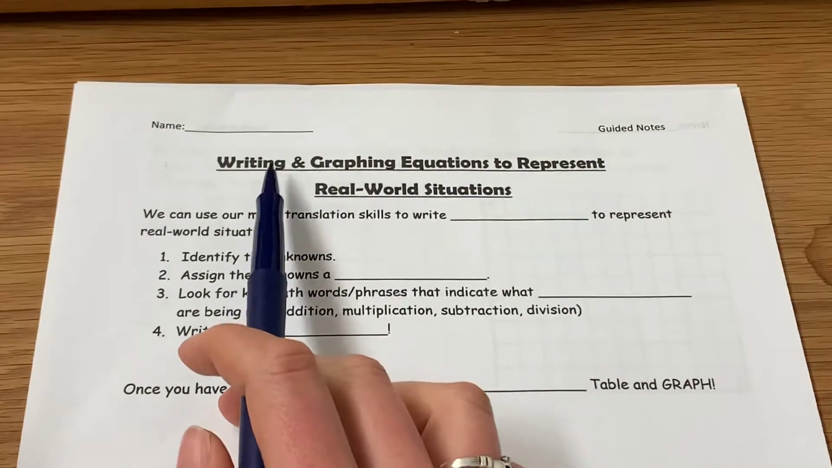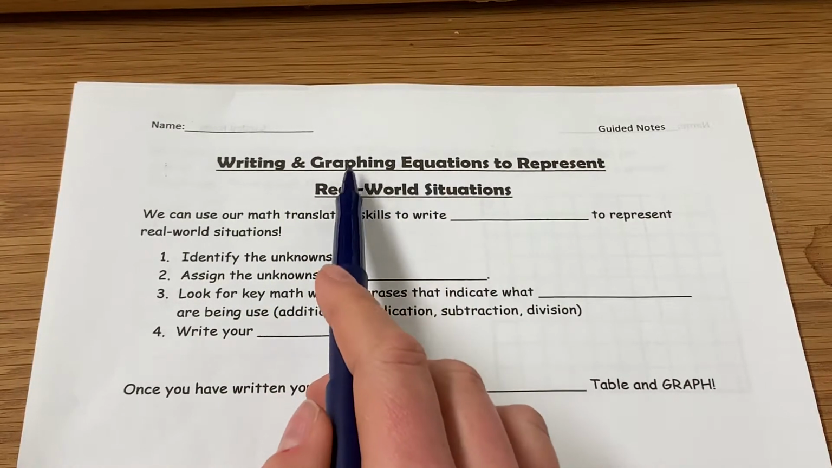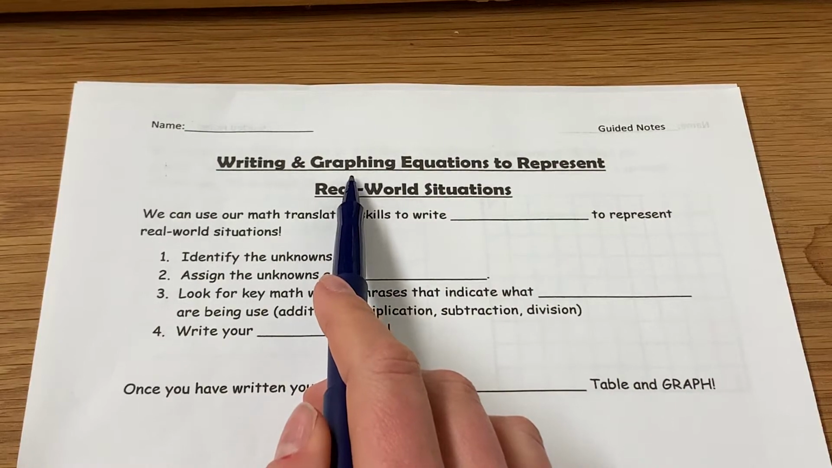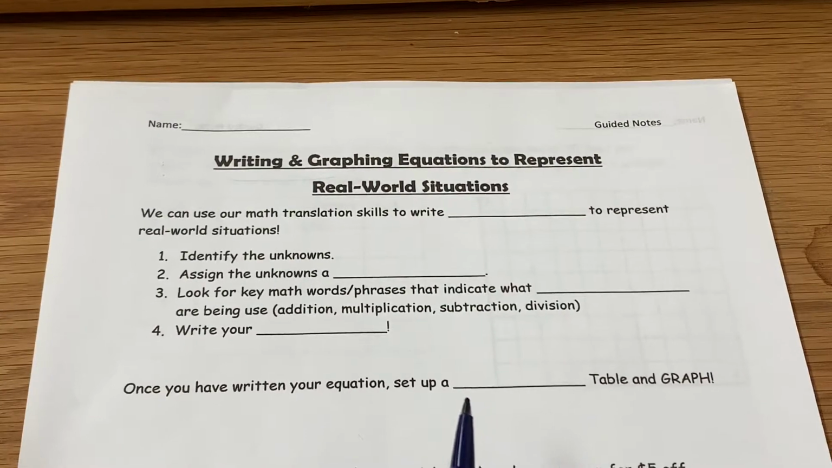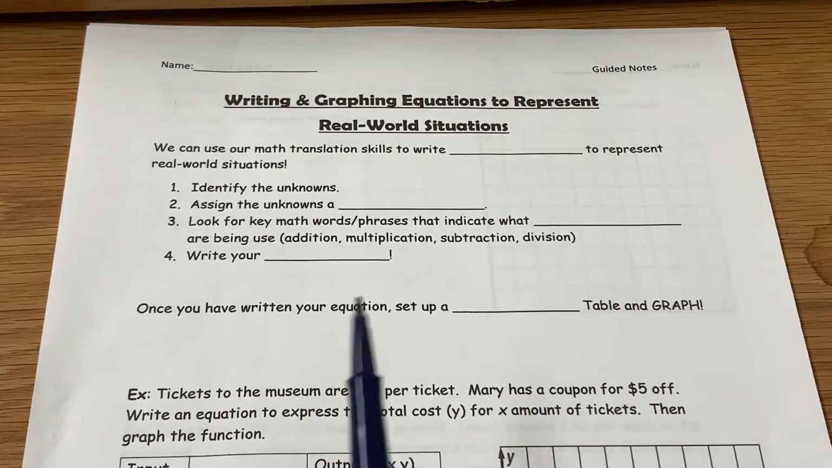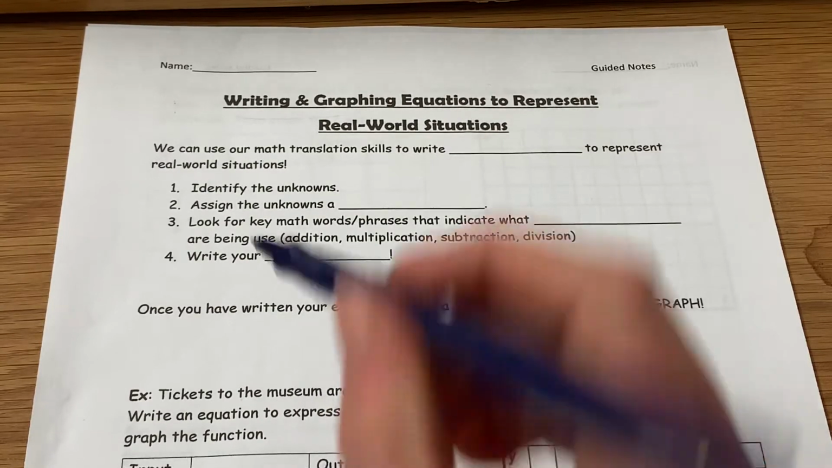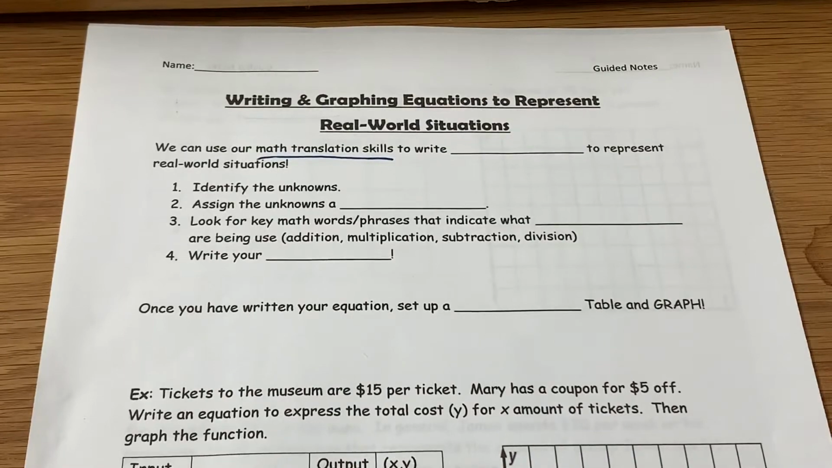So we're going to work on writing equations, which is a skill you already have from last unit, and then graphing those equations, which is what we just developed. So we're taking these two skills we already have. So really, I'm just going to be going through examples with you and pointing out some things to be mindful of. So remember, we're going to use our math translation skills. It's kind of like when you're in French class and Spanish class, and you translate sentences.